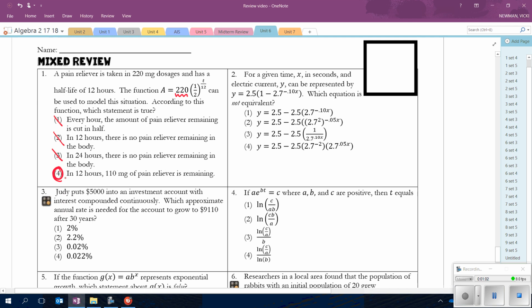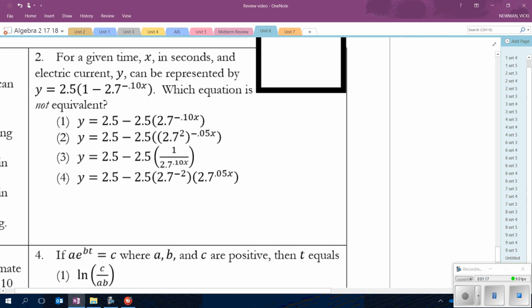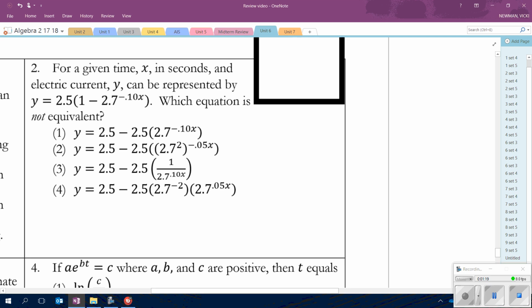Number 2, for a given time x in seconds, an electric current y can be represented by this formula. Which equation is not equivalent? This is actually really mean, and there's a couple ways you can go about this. Let me first talk to you about the real way, and then I'll give you an insight into what I would do if I were you. What this is testing is if you know your exponent rules. First of all, they're distributing this. You see that? 2.5 times. So in all of those, that's distributed.